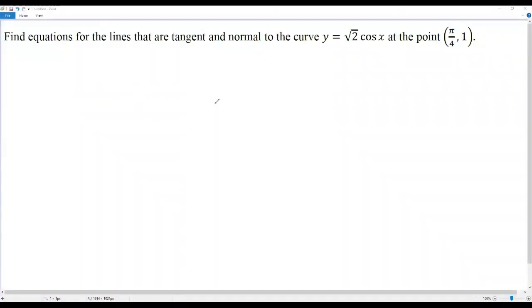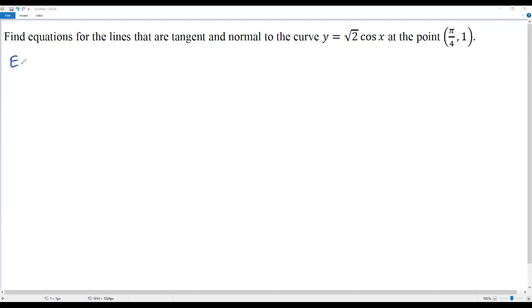Here we have an AP Calculus AB problem. Okay, let's go to the information. Find the equations for the lines that are tangent and normal to the curve y equals square root of 2 times cosine x at the point pi over 4 comma 1. So we have to find the equations of the lines that are tangent and normal.